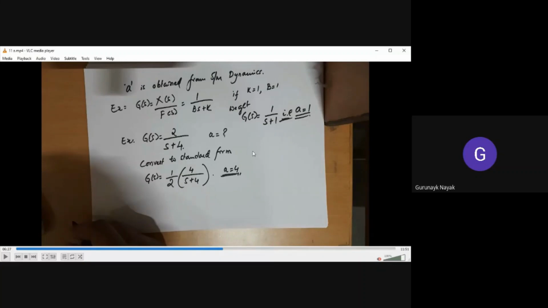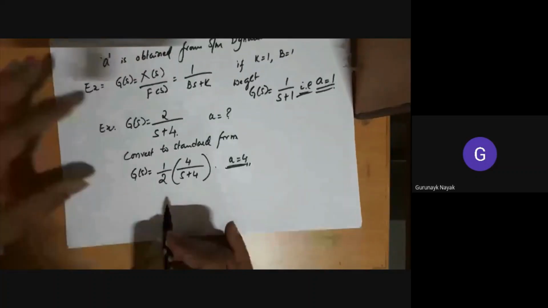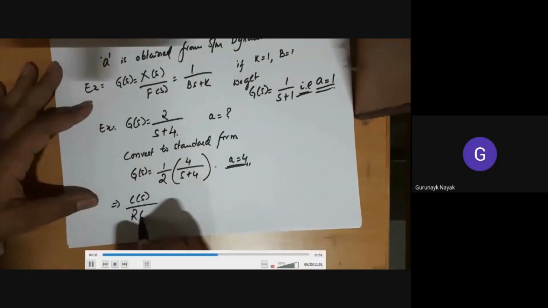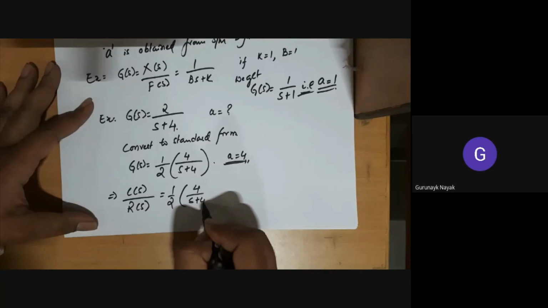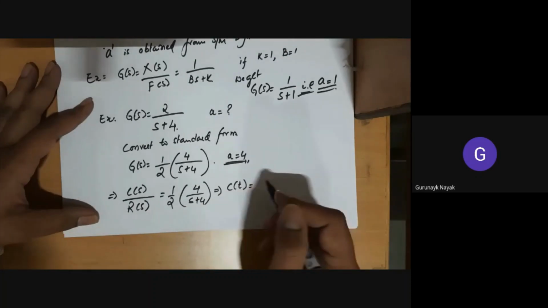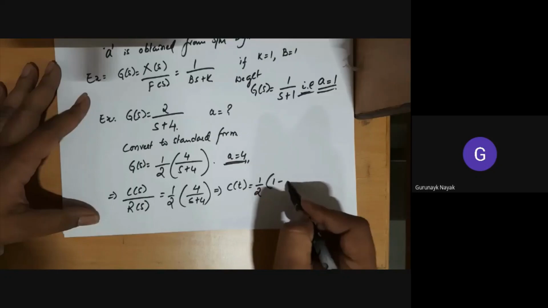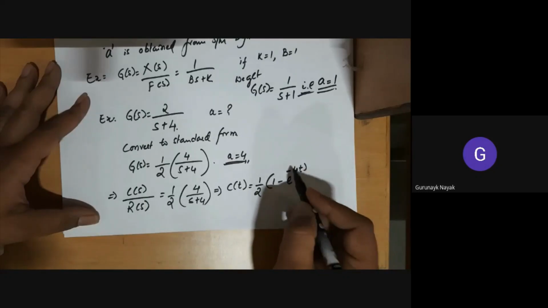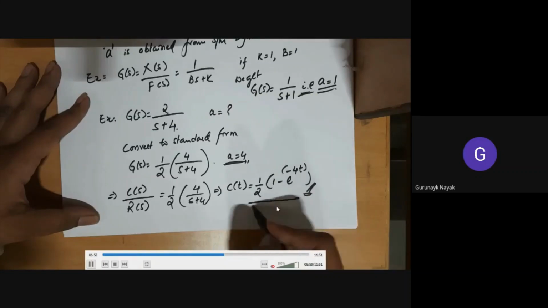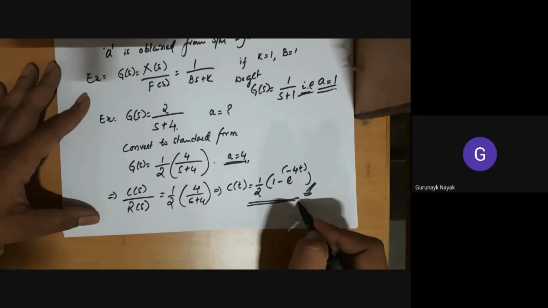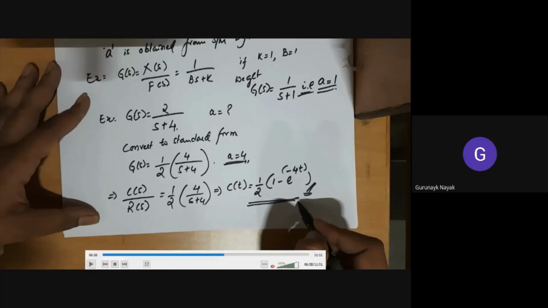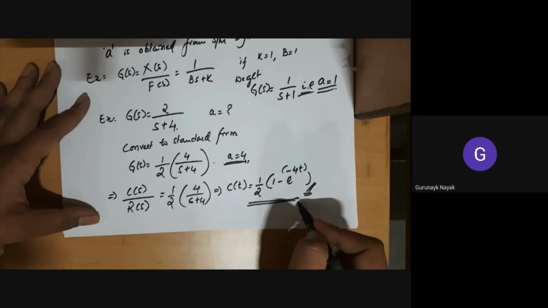After this we proceed with the next part, finding the C(t) for the second example. So you will end up with C(t) equal to 1 by 2 into (1 minus e raised to minus 4t). Please cross verify my answers. Do not copy them blindly. If you're not getting time now, you can cross verify it later, and please let me know if there is any mistake. Fine. So this is the C(t) for the second example.